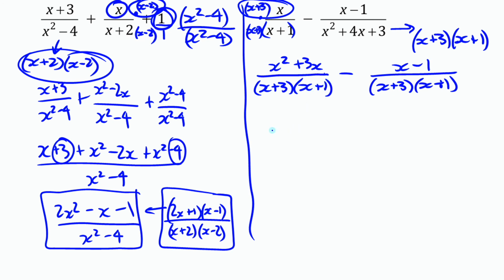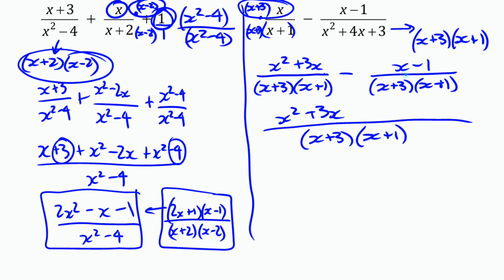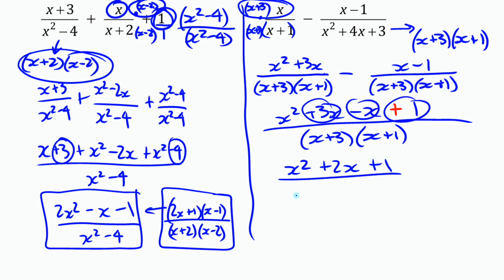If we subtract that, I'm going to write that as a single fraction here with this denominator, x plus 3, x plus 1. And I have x squared plus 3x. I have minus x. And I have minus negative 1, which is plus 1. Important to notice that when you're subtracting. If I want to write that in simpler form, I have x squared plus 3x minus 1x is plus 2x plus 1 on the end over x plus 3, x plus 1.